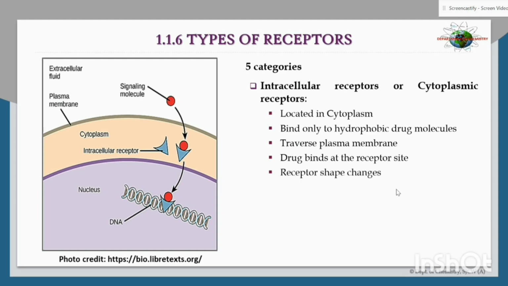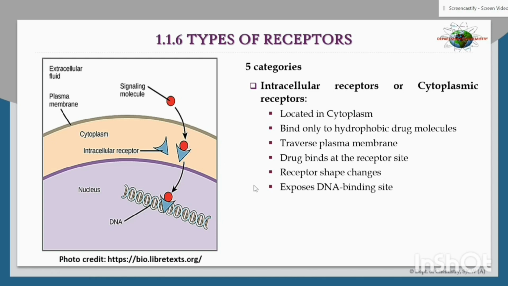receptor. Once the drug binds to the receptor site, the receptor changes its shape and exposes the DNA binding site present on it. You can see here the signaling molecule is red. It is hydrophobic. It is traveling through the cell membrane. After traveling through the cell membrane, it gets bound to the blue receptor in the cytoplasm. Once it is bound to the blue receptor, the one particular site that is called the DNA binding site gets exposed on the receptor.